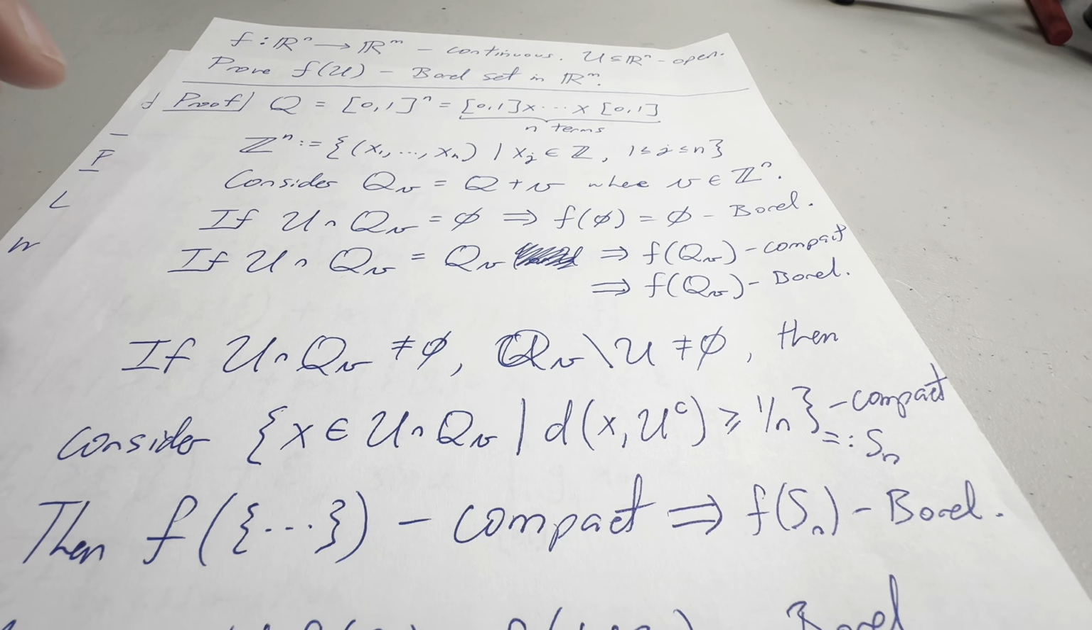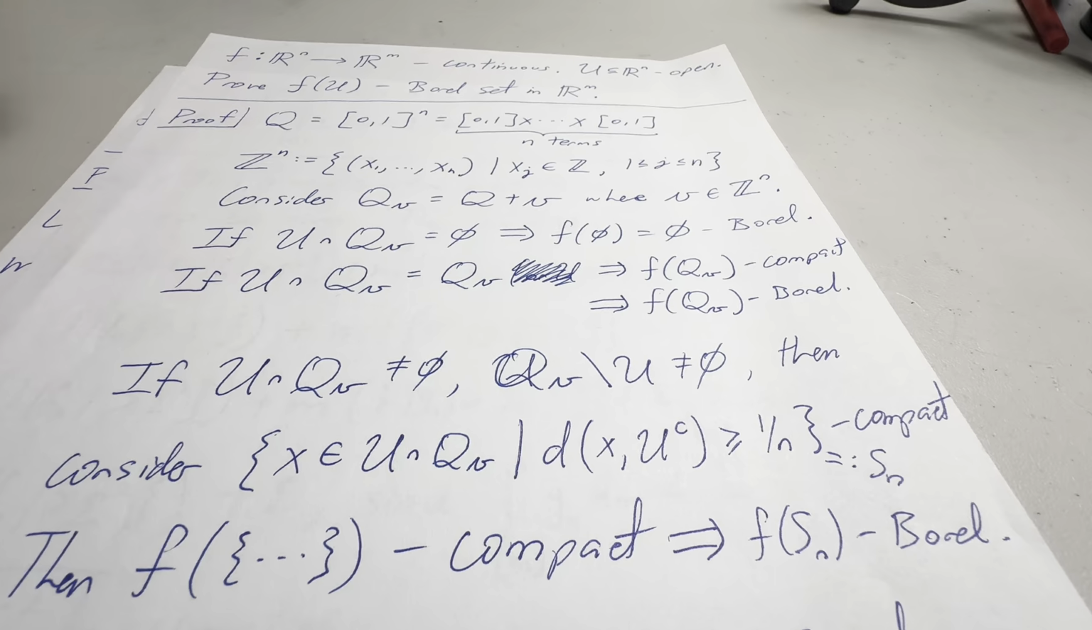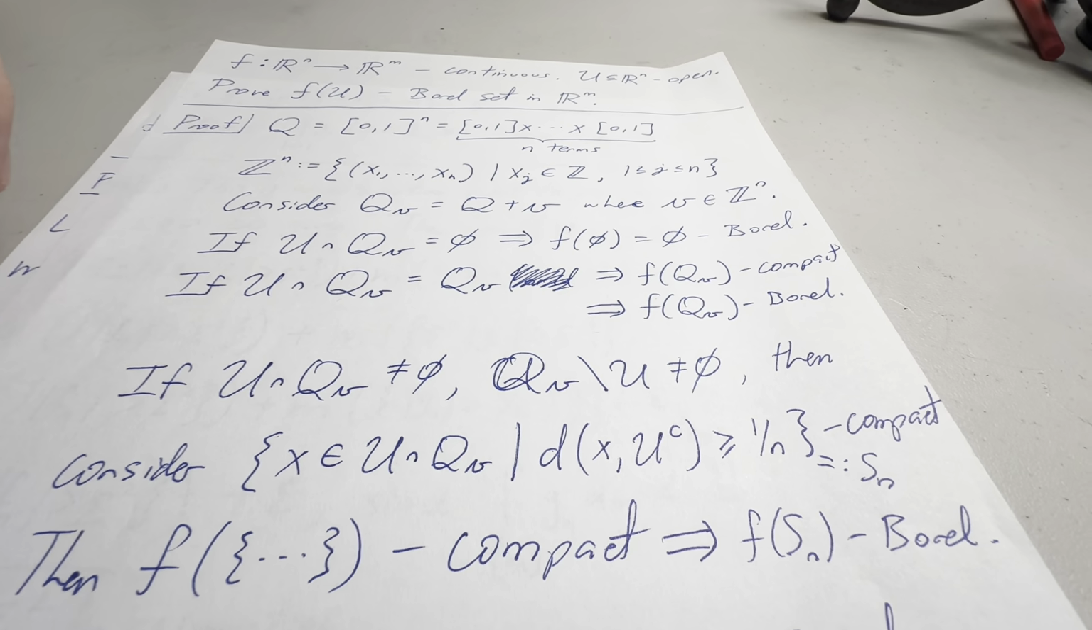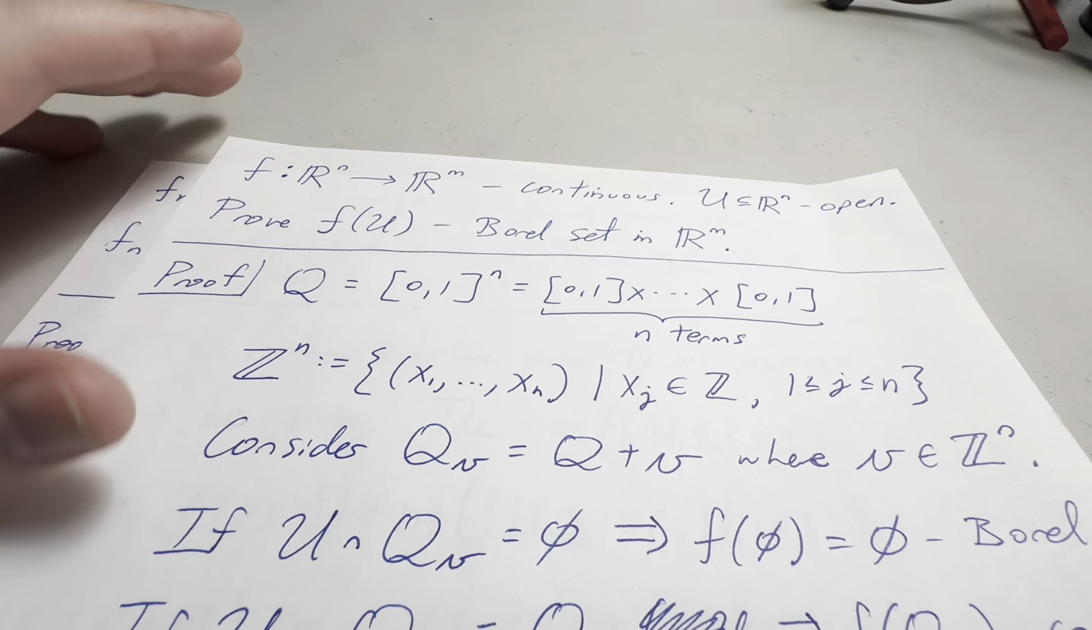And then in the very end, all you say is, okay, for all three cases, you had Borel sets, you union all these Borel sets together, you still get a Borel set. So F of U is a Borel set in Rm.